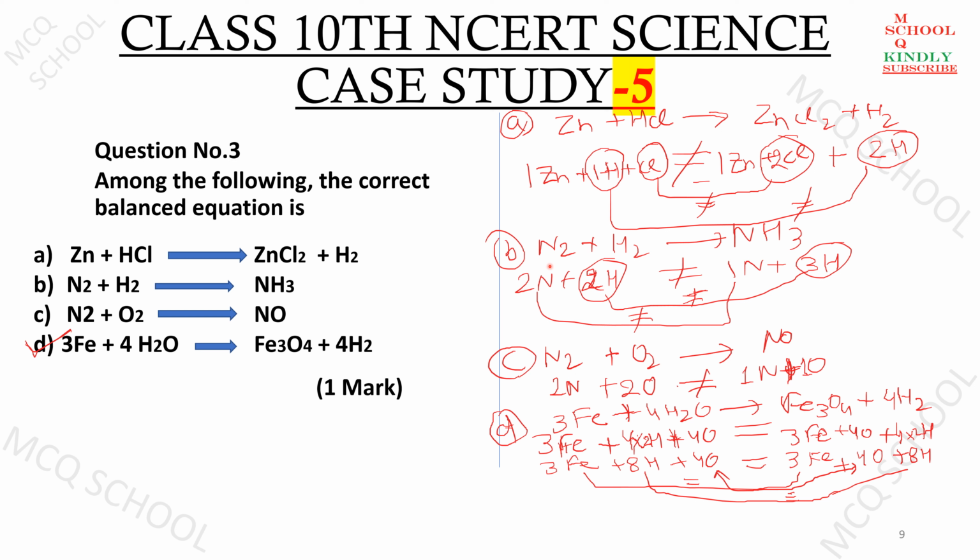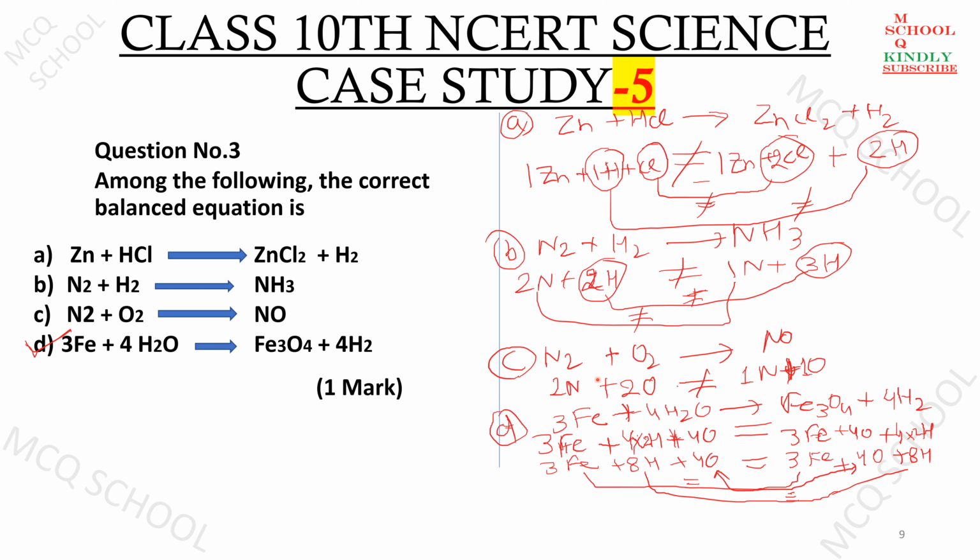Let us take this case also, nitrogen plus hydrogen. In this, 2 units of nitrogen are there on the left hand side, while on the right hand side only 1 unit of nitrogen. So this is not balanced. Similarly, on the left hand side hydrogen 2 units are there, while on the right hand side 3 units are there. This equation is also not balanced.